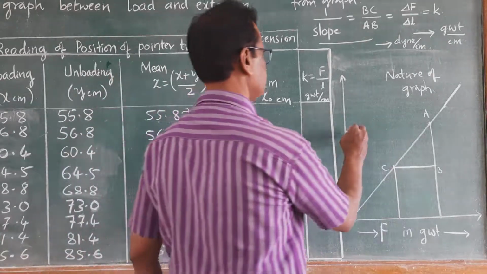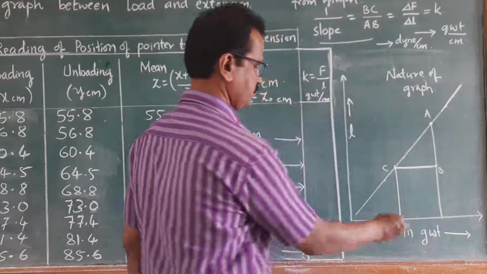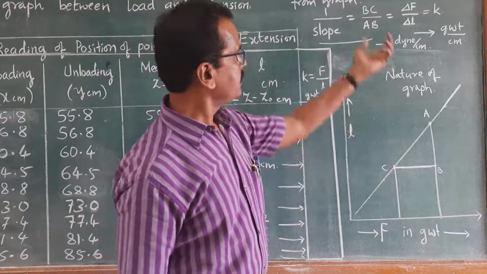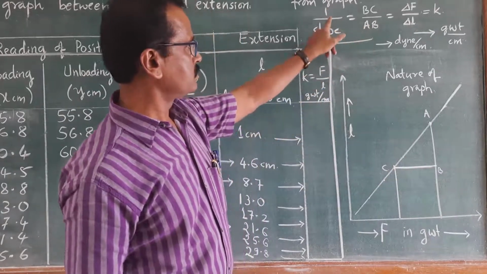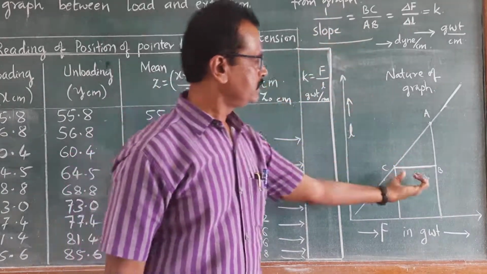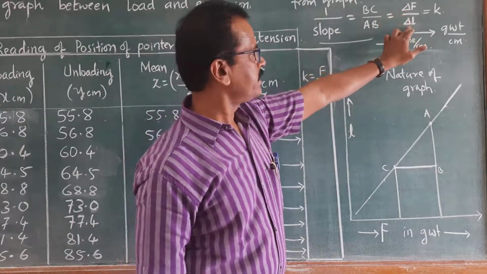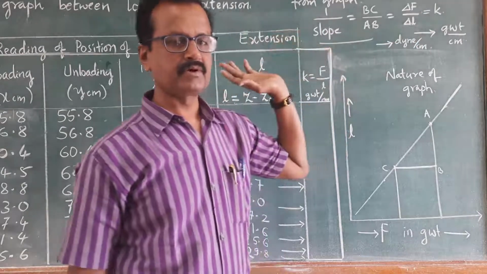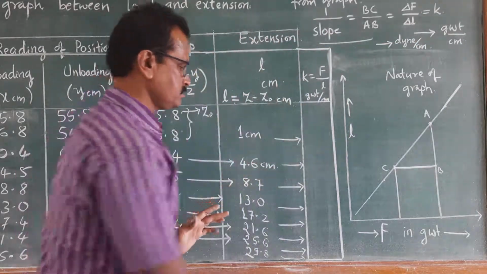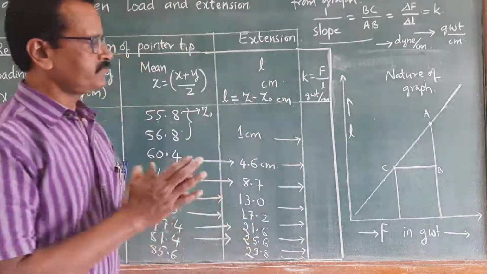The graph here is extension versus load, so we have taken the inverse of the slope, the reciprocal of the slope. 1 by slope is equal to BC divided by AB, right? That gives us delta F by delta L, which is the spring constant or force constant. Thus, we verify and find out the force constant.